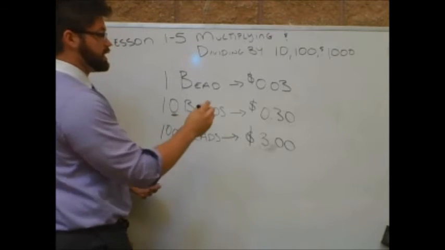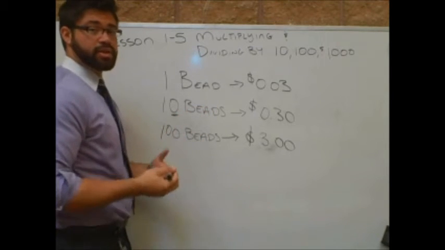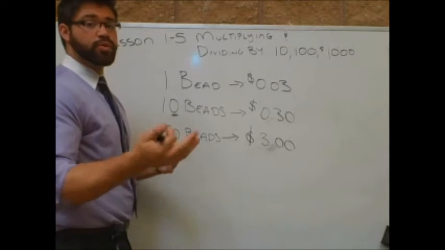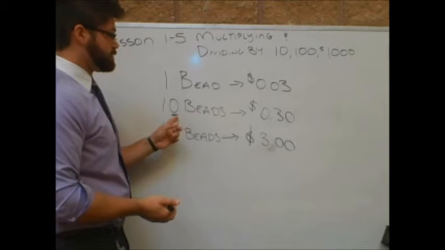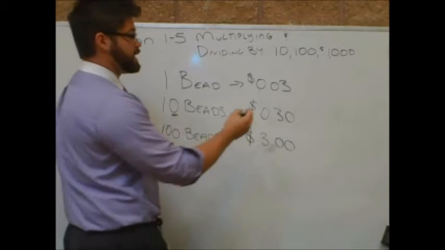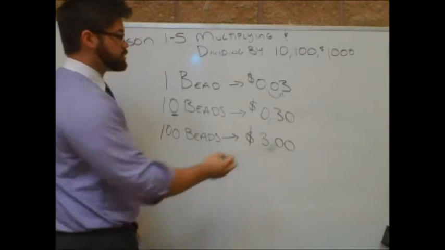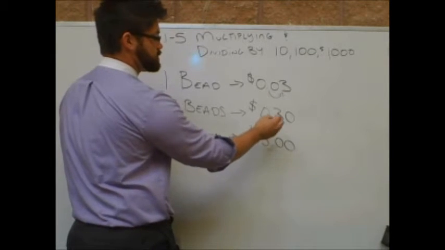So when we're multiplying a decimal times 10, 100, 1,000, all we have to do is move that decimal to the right however many zeros we have. So if I'm multiplying times 10, if I move the decimal one place to the right, then I'm going to end up with this answer of 0.3.